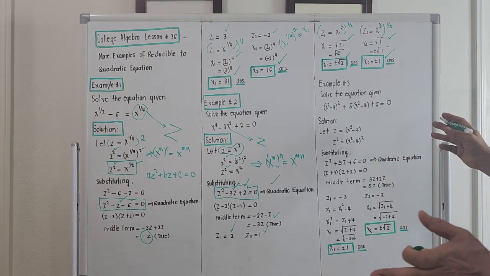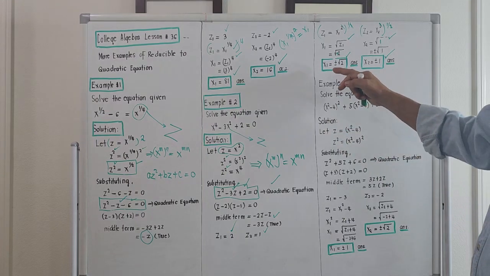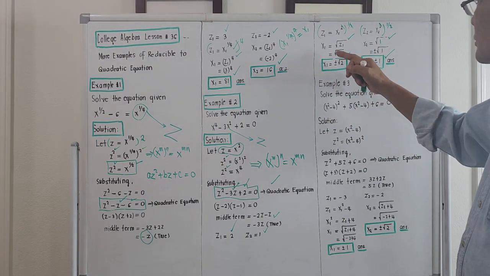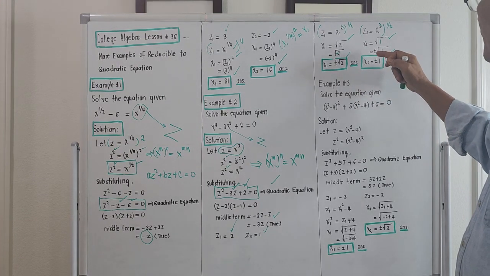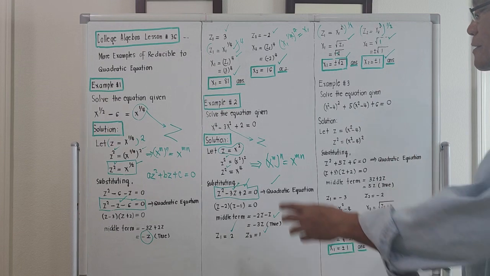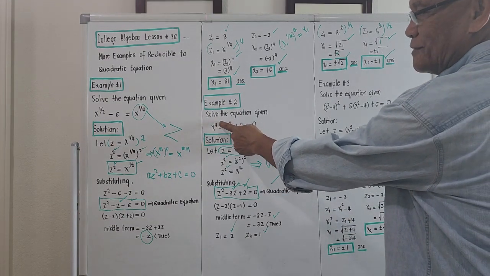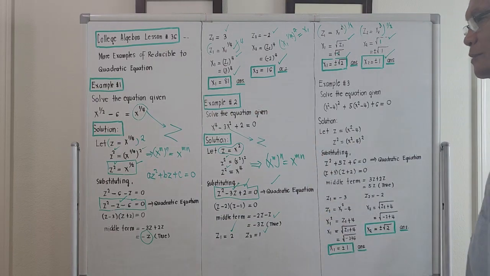So the possible solution of the given equation is x1, two values, plus or minus the square root of 2. The other value will be plus or minus 1. There are 4 solutions because this is x to the 4th. That's the solution for example number 2.